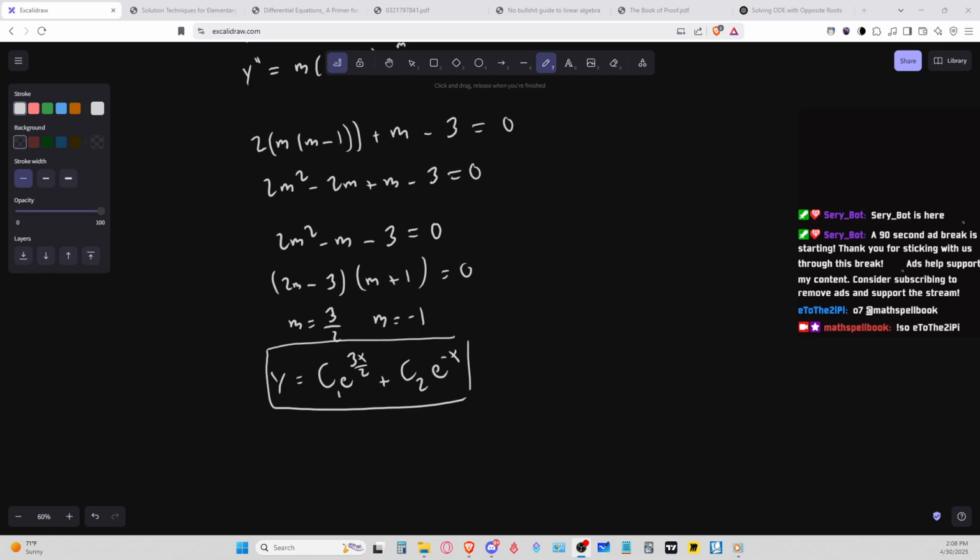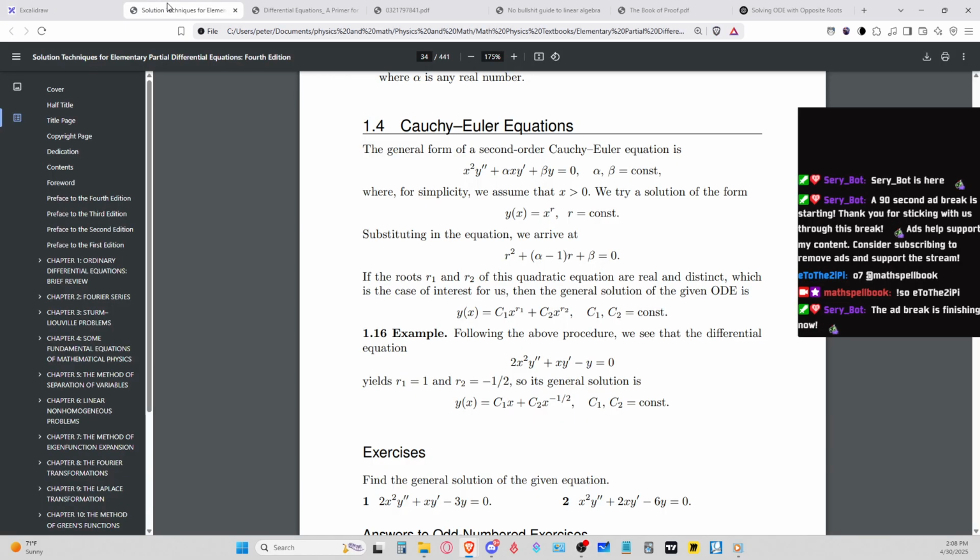So today I'm doing two problems of this. I don't know if I'm pronouncing it right, Grungy Euler equations. But we're doing those today.